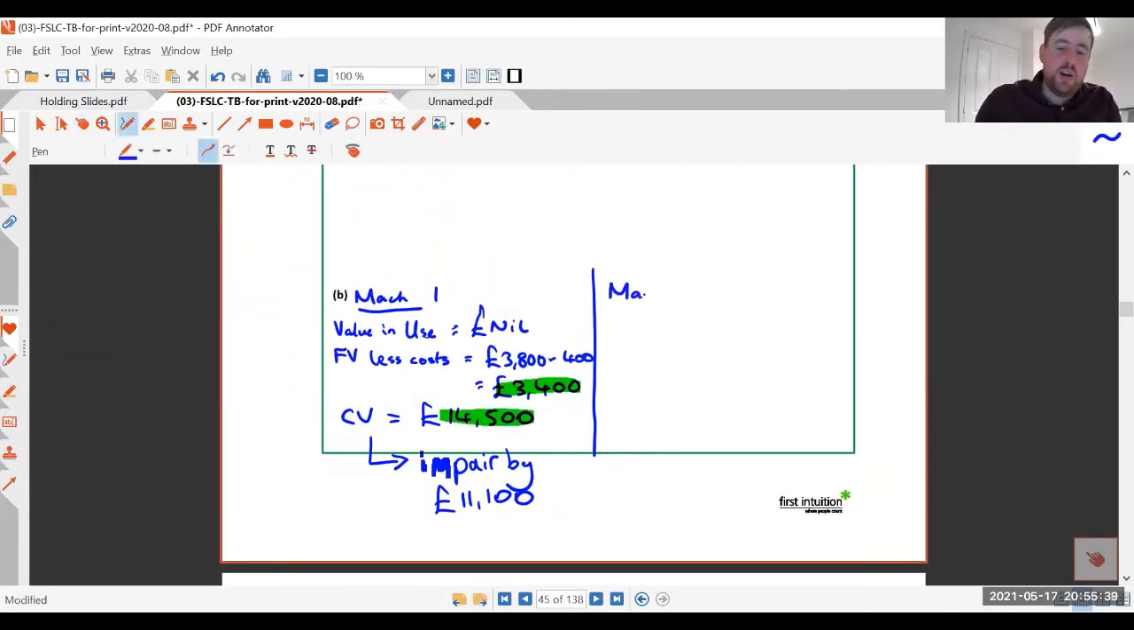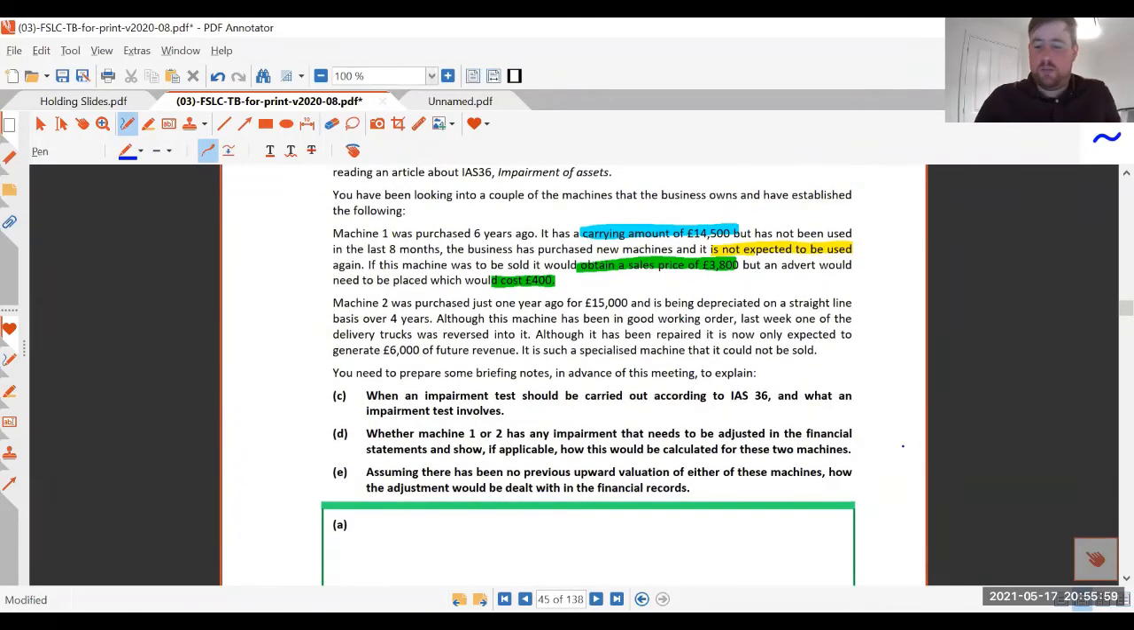Machine 2 is next. Makes sense to go on to machine 2 after machine 1. So we're going to start out with exactly the same consideration. We need to work out what our value in use is going to be and what our fair value less costs is. I've kind of skipped a step there actually, sorry, getting ahead of myself. We need to consider if there's an indicator here. So let's read through our scenario. Machine 2 was purchased only 1 year ago. £15,000 depreciated on a straight line over 4 years. Okay, fine. We might have to do some calculations here. Hasn't given us a straight carrying amount in this case.